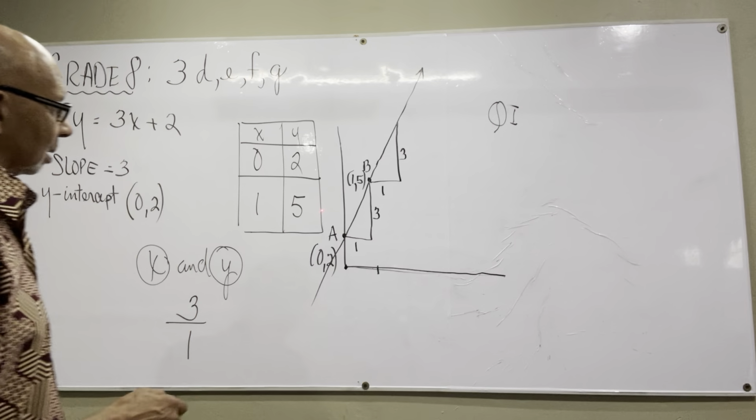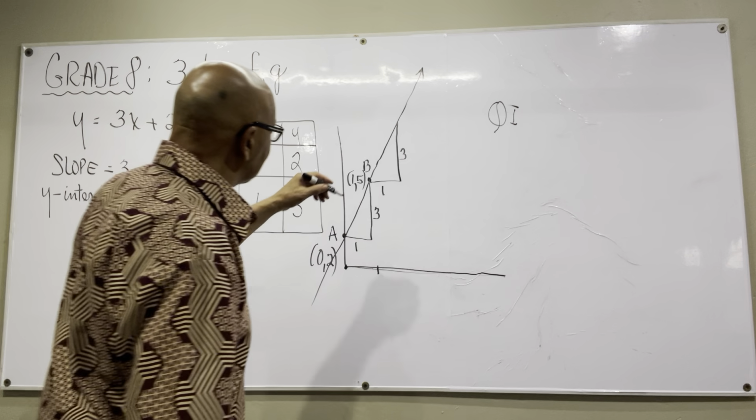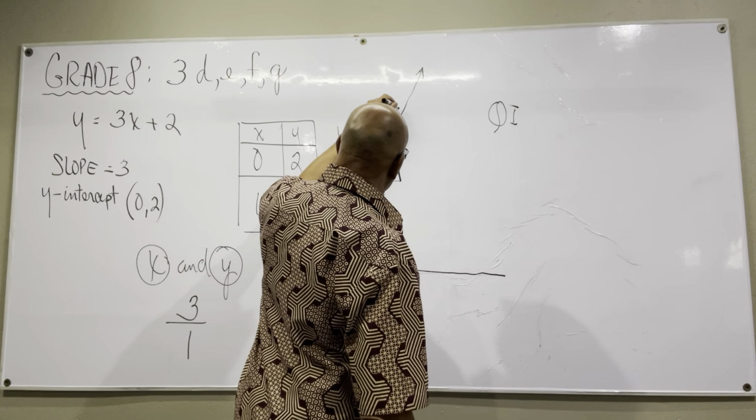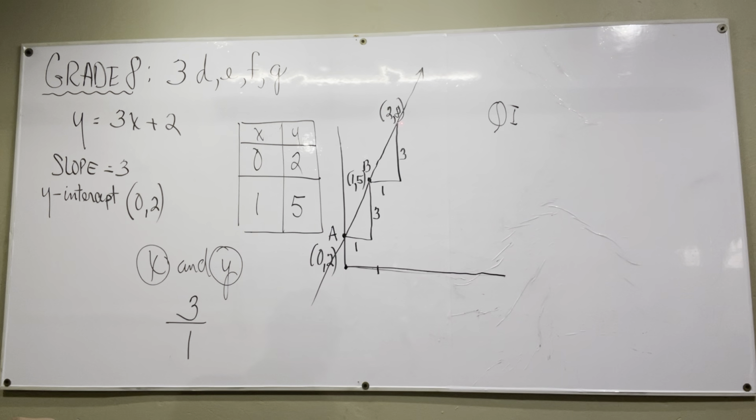So it's a constant 1 over, 3 up, 1 over, 3 up. So this would actually be 2, 8. So this point will be 2, 8. And you could continue just going from there. This will be 2, 8, it will be 3, 11, 4, 14, and so forth and so on.